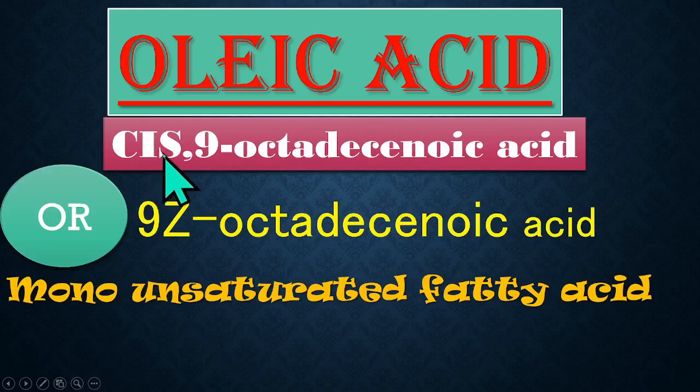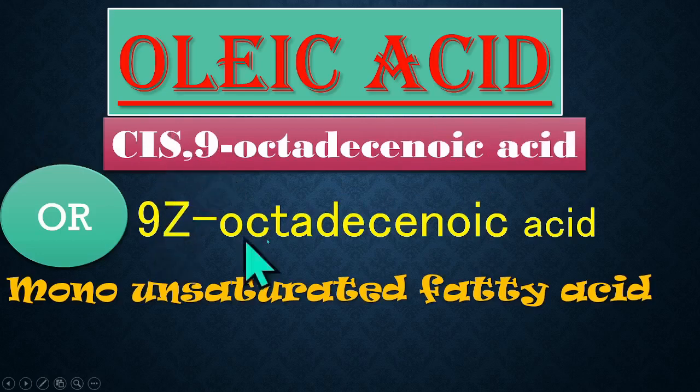In my previous video I also lightly explained about cis and trans configuration of unsaturated fatty acids. And I also made a separate video that explained about cis and trans fatty acids. So this fatty acid is a monounsaturated fatty acid. It contains 18 carbons, the double bond is at the 9th carbon, and the configuration is cis. That is the information we are getting by using this technical name.